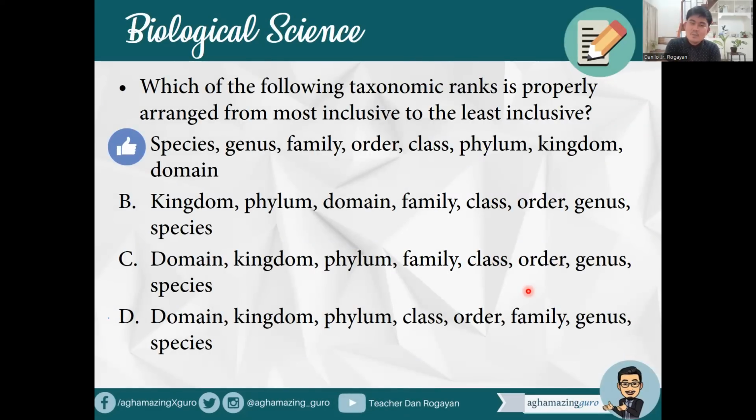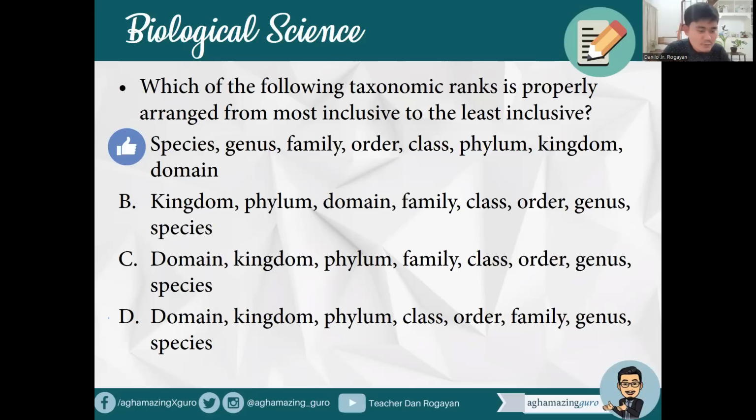So, ang tanong kasi, which of the following taxonomic rank is properly arranged from most inclusive to the least inclusive? Mukhang nagkamali lang ata ako ng emotion. So, pag sinabing most inclusive, ano ba? Species ba or domain? Kasi pag most inclusive, mas malawak siya, kaya siya most inclusive. Pag least, usually exclusive siya, mas maliit na.